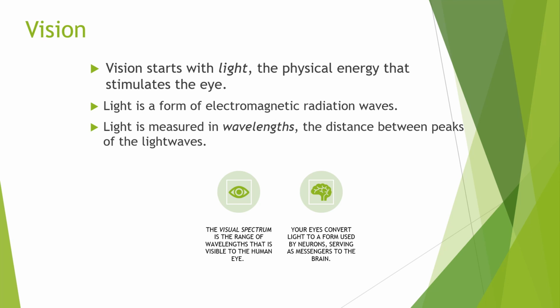So what happens is when the stimulus hits the eye, your eyes convert light to a form that is used by the neurons in your eye. And that serves as messengers to then travel up to your brain so your brain can see what that message is and figure it out so that you actually recognize it. And that's where the perception aspect occurs.